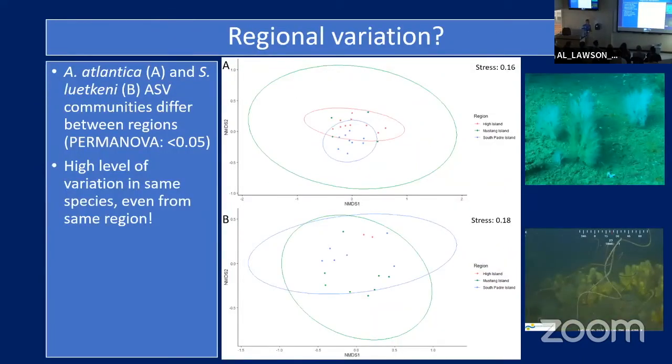But of course, I wanted to look at regional variation within a species, in species where I had a sample size big enough to do so and that were collected from multiple areas. I was able to do that with Antipathes atlantica on the top in graph A, and Stichopathes lacani in the bottom graph. I did find that there were significant differences at the ASV level using a PERMANOVA, but again, you can see that there is not a lot of clustering. Things are very different. There's a lot of variance within samples, even those samples that were collected at the same site.